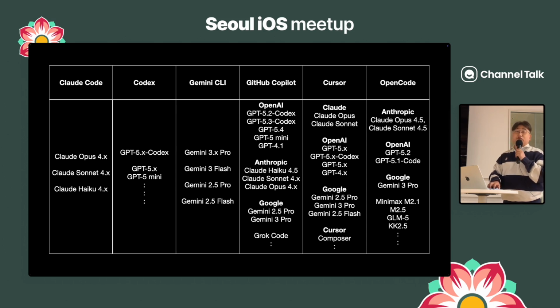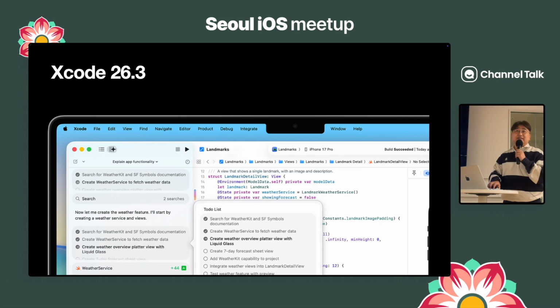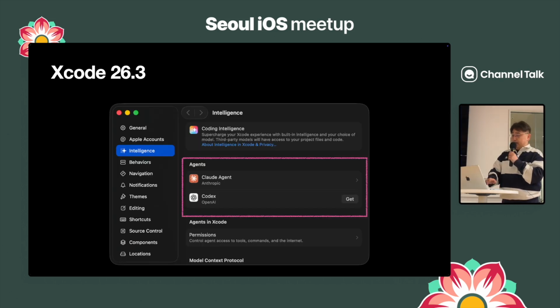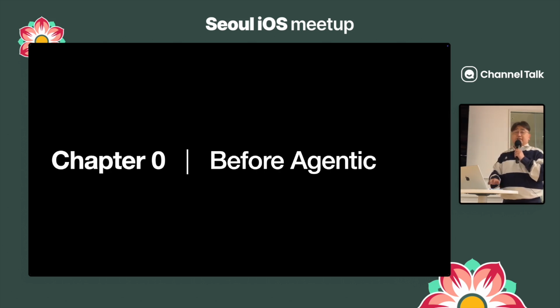And there is one more tool, Xcode 26.3. As you know, 2 months ago, Apple said that Xcode has the agent coding tool. So in the settings panel, we can choose it. Claude Agent and Codex.